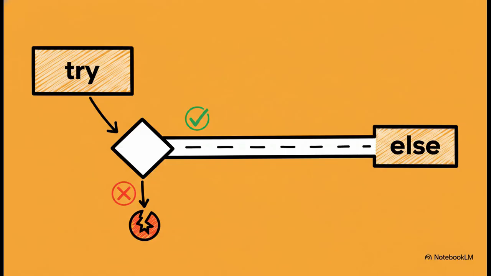Yeah, so the thing to remember about else is that it's your success path. It's the code that only runs if the try block made it through without any problems at all. This is great because it keeps your everything-went-right logic totally separate from your error checking code.